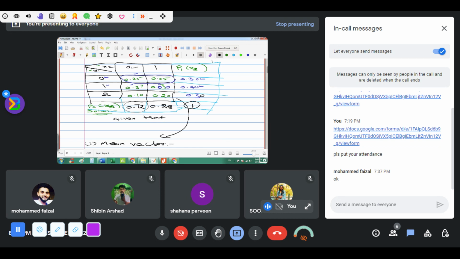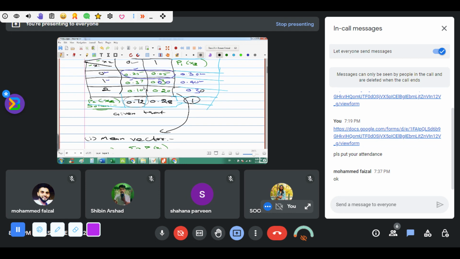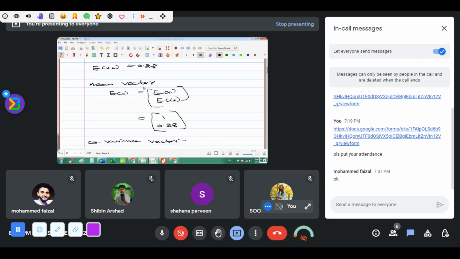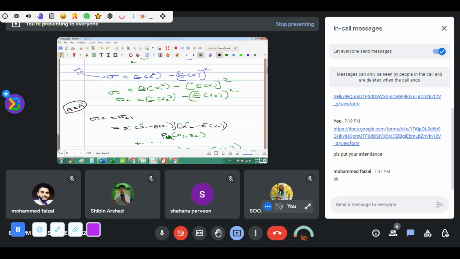That calculation is very important. How to calculate: 0 into 0, 0.25; 0 into 1, 0.05; 1 into 0, 0.37; 1 into 1, 0.03. Moving on with this process. First write sigma 1 and sigma 2, after that move to this formula. First calculate sigma 1 and sigma 2.